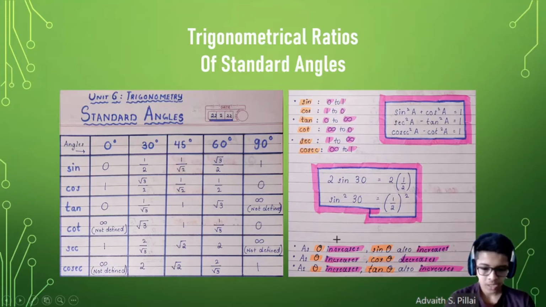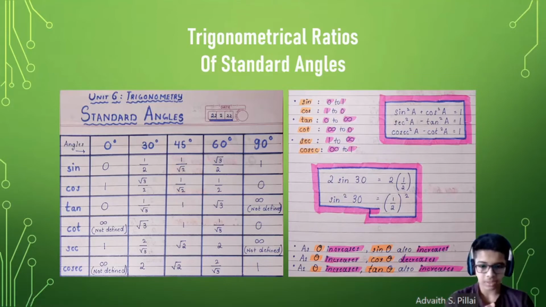Okay guys, now as theta increases, sine theta also increases. As theta increases, cos theta decreases. As theta increases, tan theta also increases. Okay guys, so this is how it works. Okay, now let's move on.